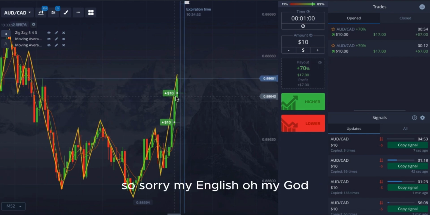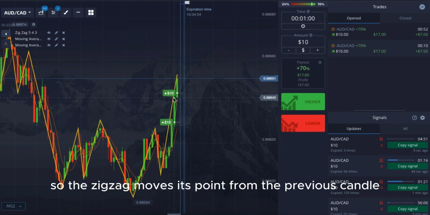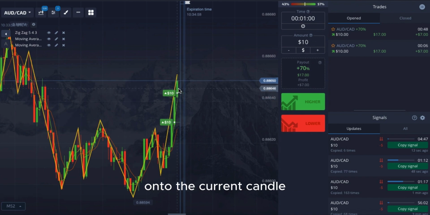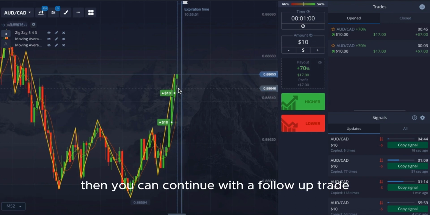So sorry, my English. So the zigzag moves its point from the previous candle onto the current candle. Then you can continue with a follow-up trade.